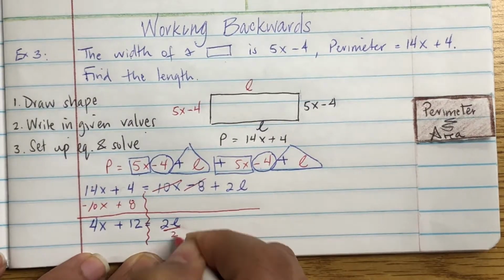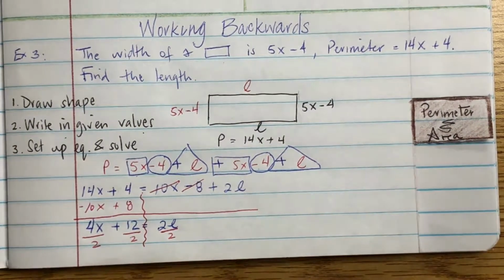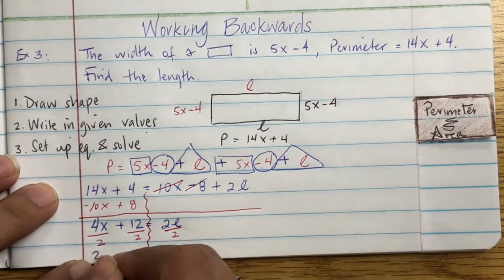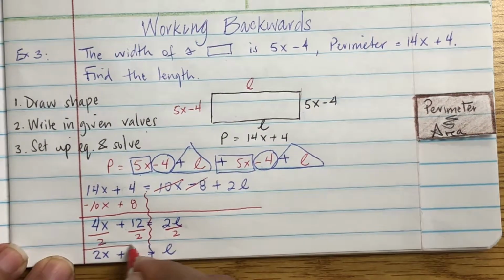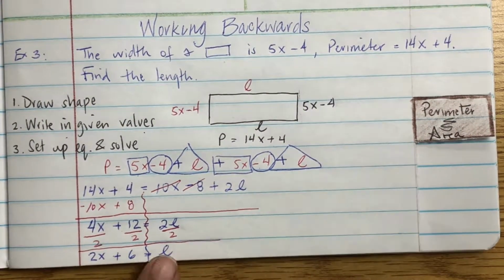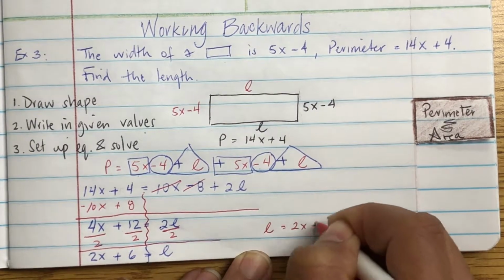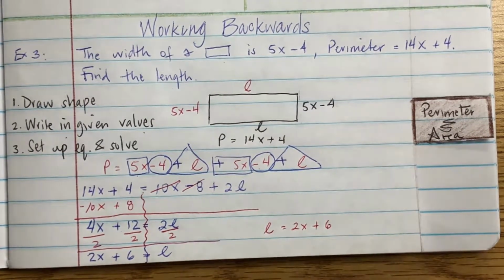How do I get L by itself? Divide by 2. So divide everything by 2. 4x divided by 2 is 2x, 12 divided by 2 is 6, and then 2L divided by 2 is just L. So that's my expression for the length. So you can always work backwards. Just plug it in and solve it. And that's pretty much it. So let's practice.